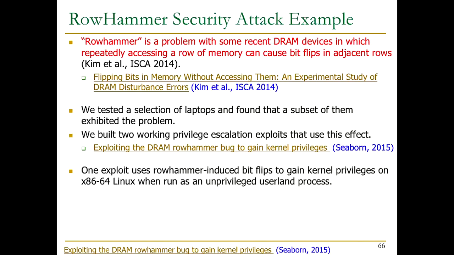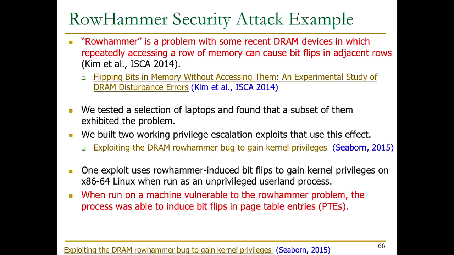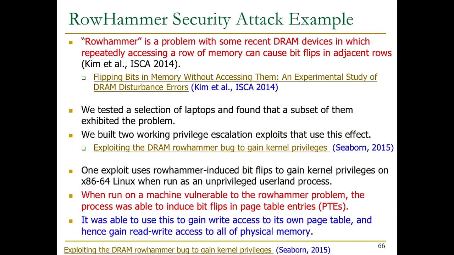And what they did was they were able to induce bit flips in the page table entry of a program. And once you gain write access to your own page table, which is essentially what they did, this is exactly their words from their blog post, actually. It's copy and paste. They were able to gain write access to the own page table of the user level process and gain read-write access to all of physical memory. And once at that point, if you know the structure of the operating system, if you know what's in memory, you have everything that you need to do whatever you want in the system, right?